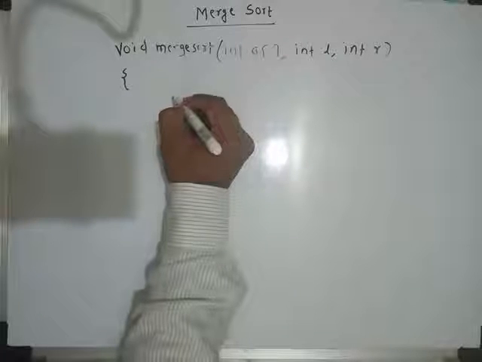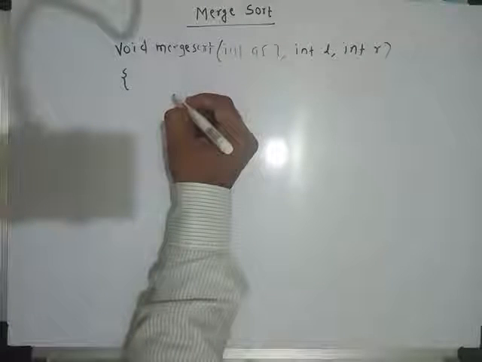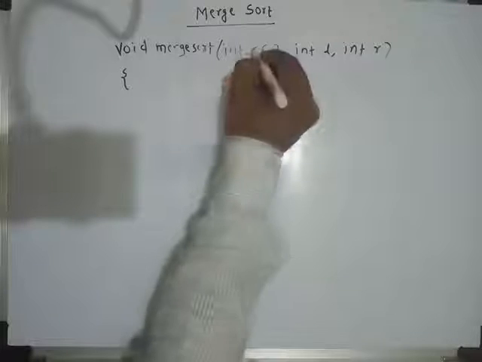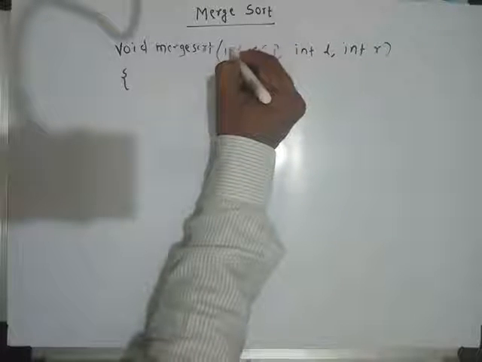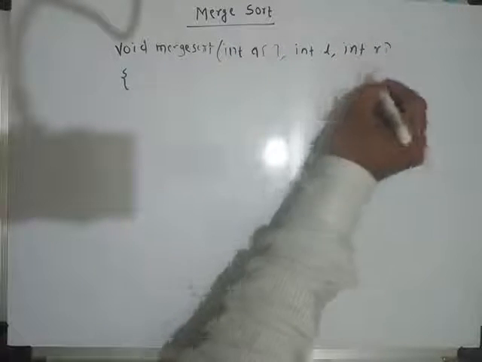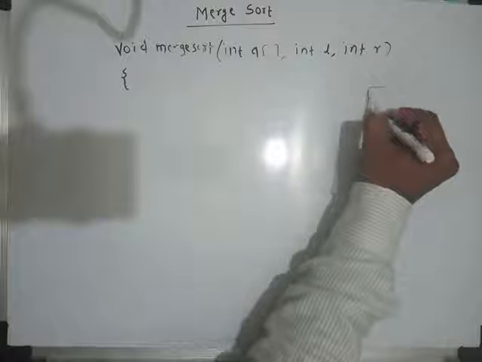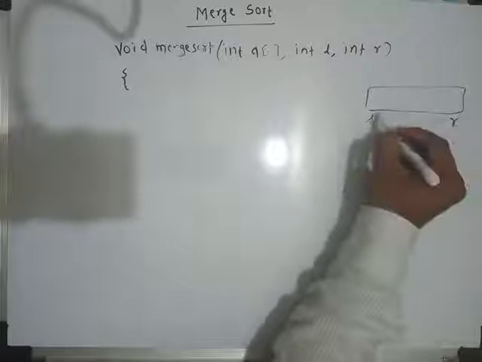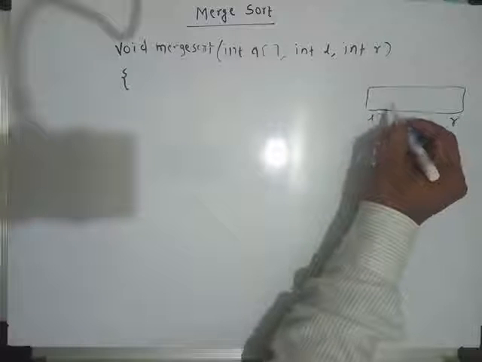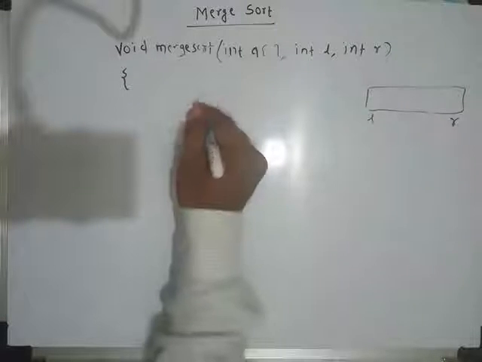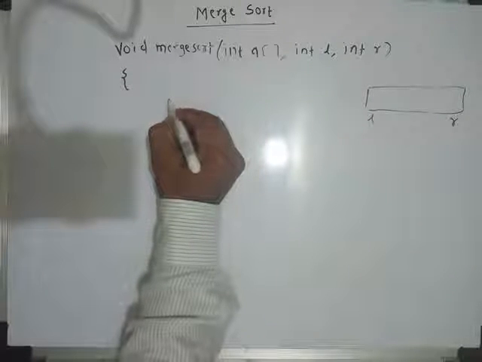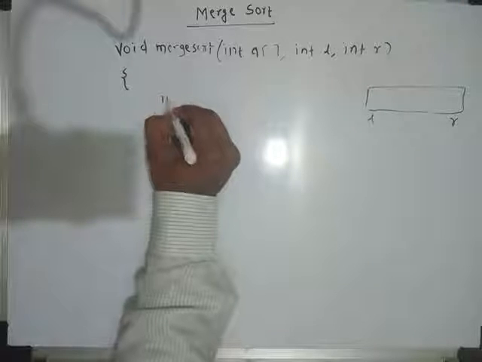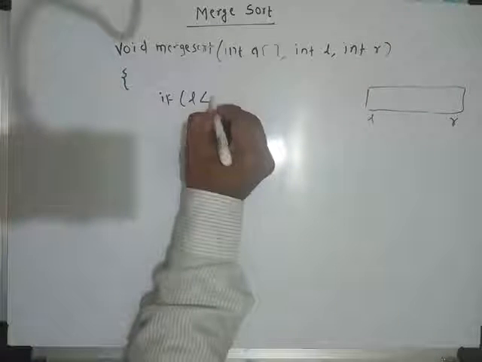Before doing any procedure, we'll check whether there are some elements in this array or not. That means if L is less than R, so for example, if this is the array passed, this will be our L and this will be R. If L is less than R, that means there are some elements in the array, and only then will we sort this array. So first check if L is less than R.